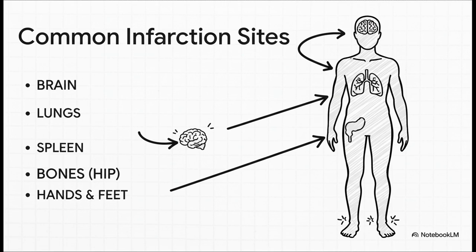But there are some really critical sites to watch out for. The brain, the lungs, the spleen, these are all major targets. In the bones, it can lead to devastating avascular necrosis, especially in the hip. And a really classic sign in children, dactylitis, that painful swelling in their hands and feet you see there.